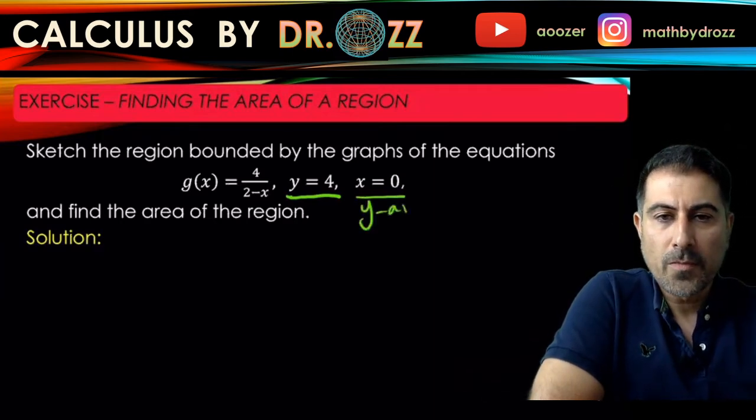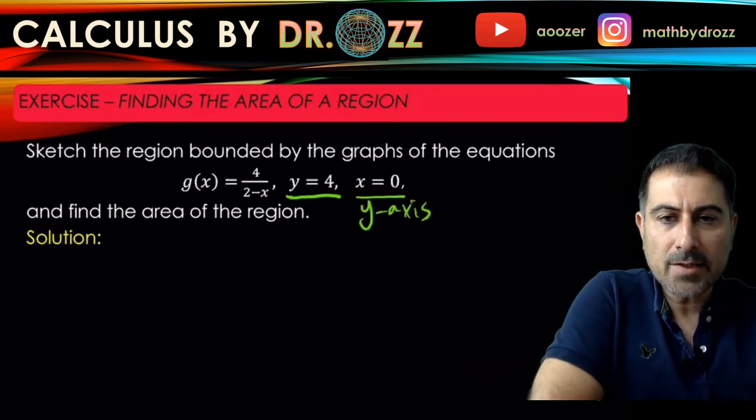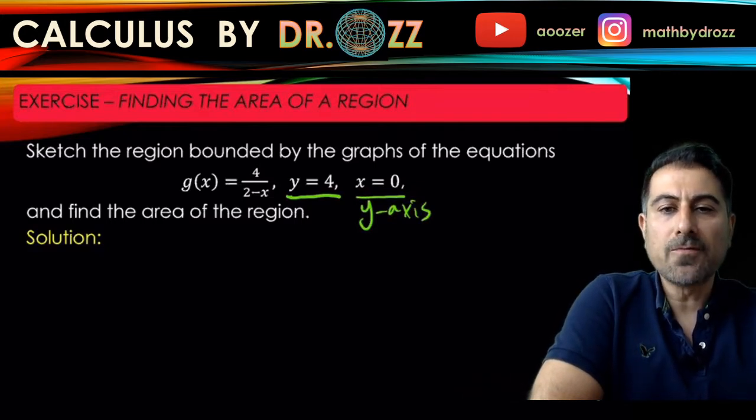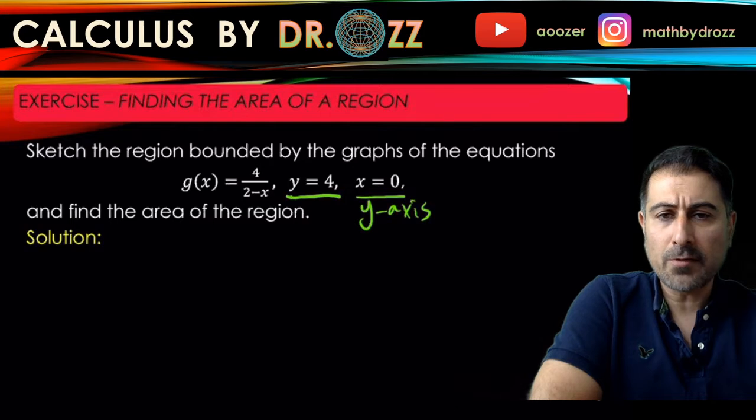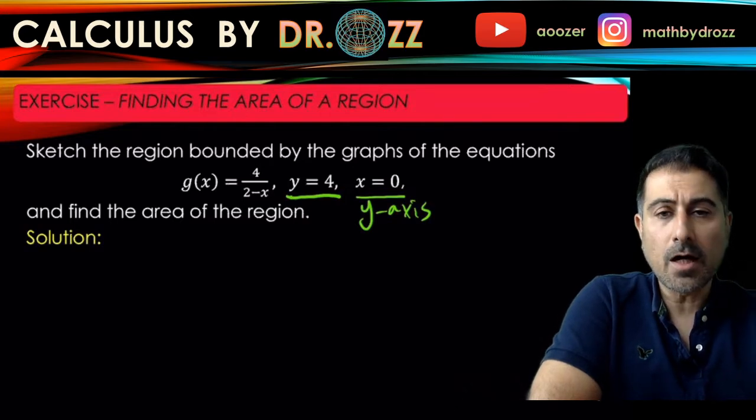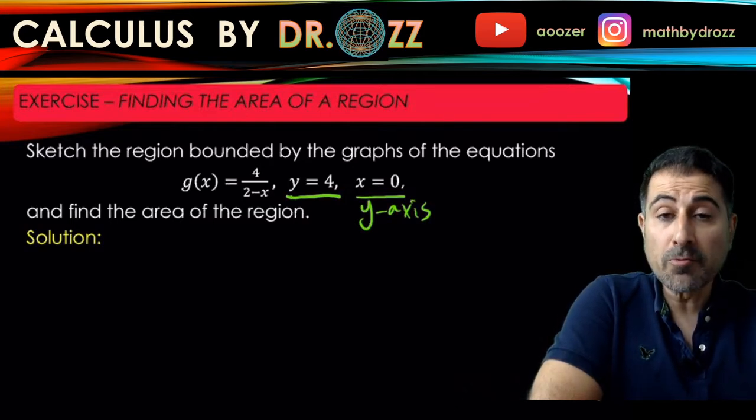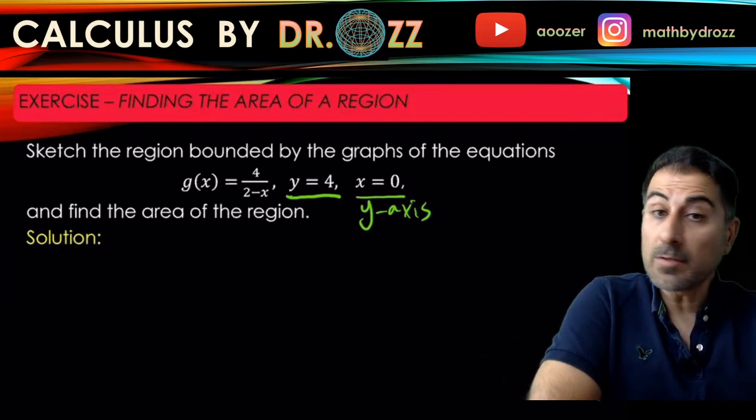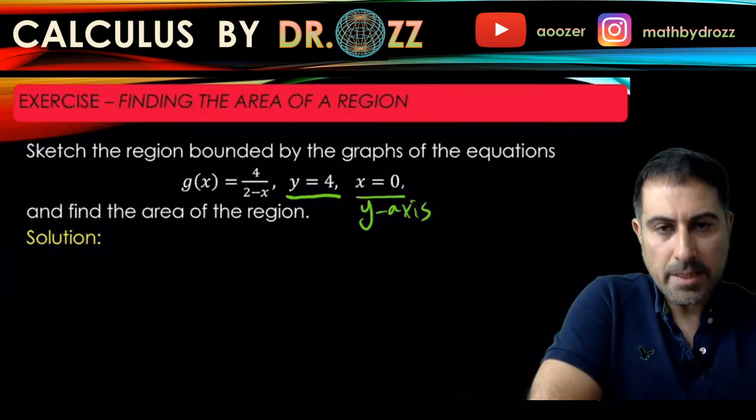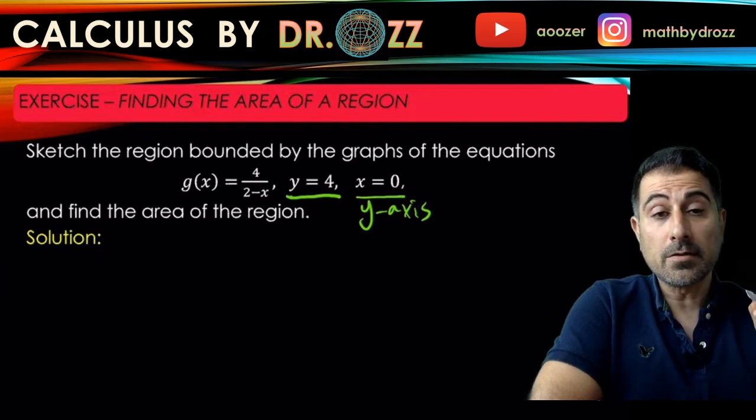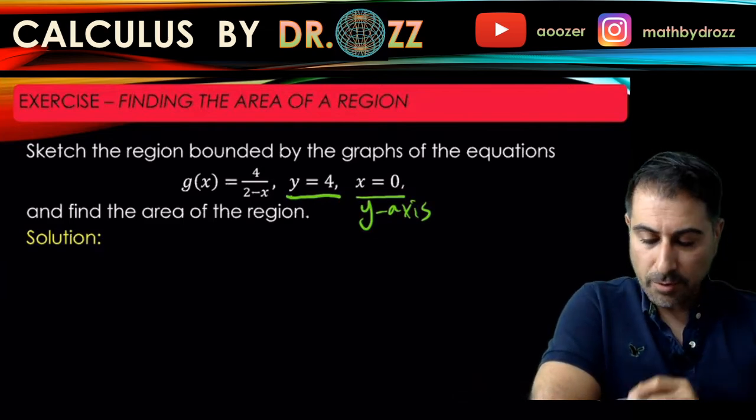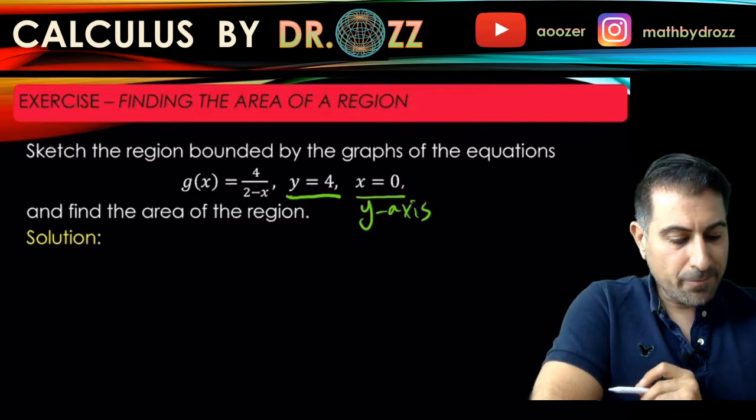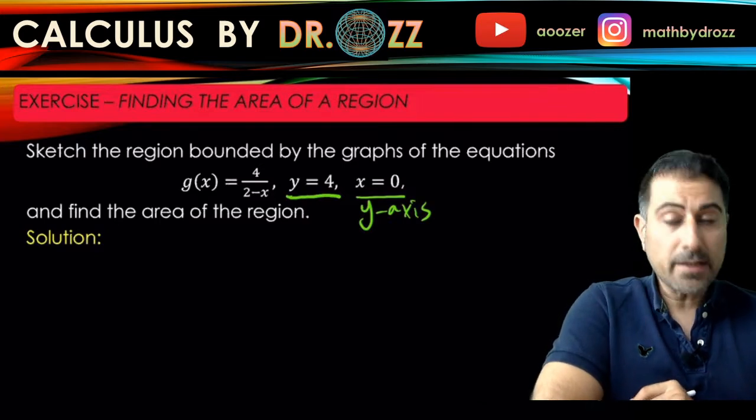Okay, so we have the horizontal line, we have the y-axis, and please use your TI-84 to plot 4 over 2 minus x with enough x min and x max to cover enough of the graph to see what the region is surrounded by. You can pause the video right now and do the graphing of g of x. I did that for you, and this is what it looks like.